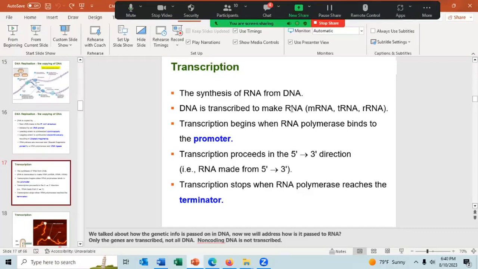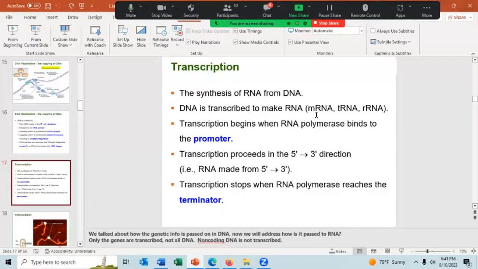If the gene codes for a protein, it will transcribe the RNA as messenger RNA. If the gene codes for tRNA, the RNA polymerase will transcribe the gene as tRNA. And then the rRNA gene will be transcribed as rRNA. So the RNA polymerase doesn't need to know which RNA to make. It just transcribes the gene, and the gene itself will code for which RNA will be made.